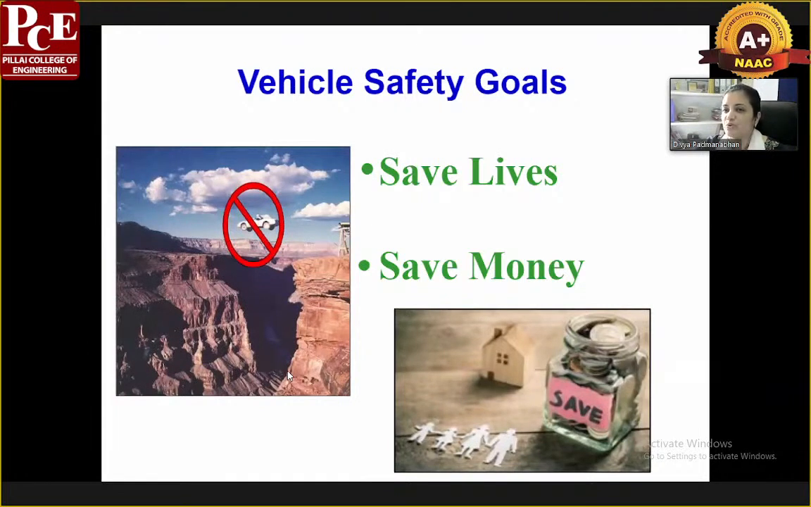Okay, so that is all about this particular course, vehicle safety, which is being offered under the institute level specialization, that's life skills, repair, maintenance, and safety. So that is it from my side.